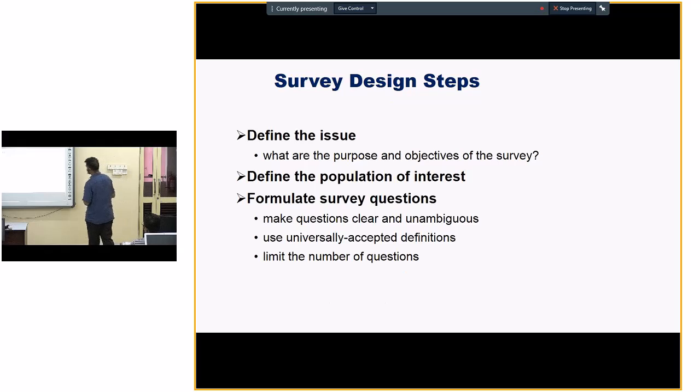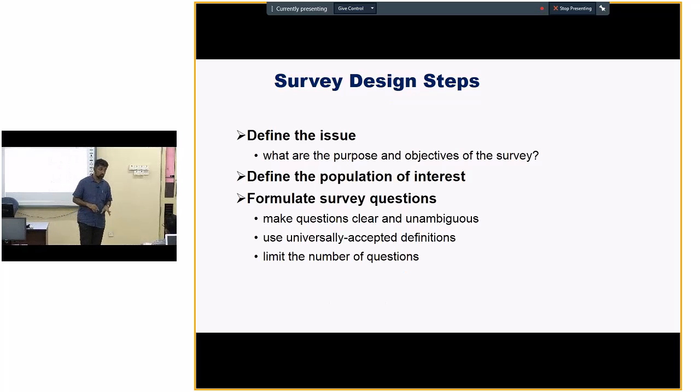Define the population of interest. Formulate the survey questionnaire, the survey questions. Make questions clear and unambiguous, right? It should be clear. Use universally accepted definitions. Now, in some cases, we are using productivity, efficiency, and effectiveness. Then we have some standard definitions, and we have to apply them. Then we have some standard questionnaires to measure efficiency, right? Then we have to apply them.